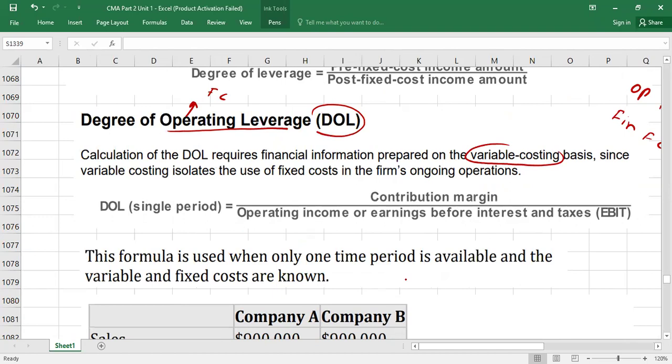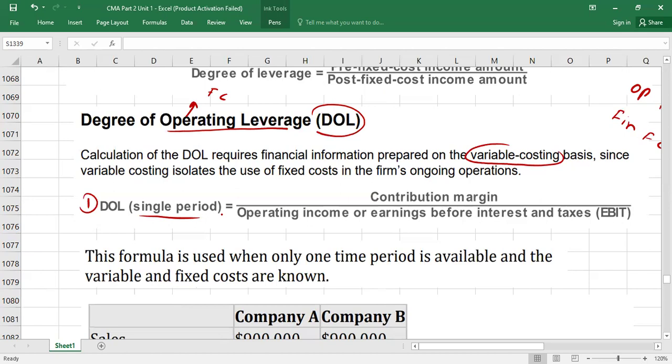There are two formulas, guys, to measure the operating leverage. This is the first formula I'm going to explain. We will apply this first formula only if single year data is available. Single year. That is why here I'm calculating degree of operating leverage for a single period. Single year data means a single year income statement is available using variable costing. So how is this measured?